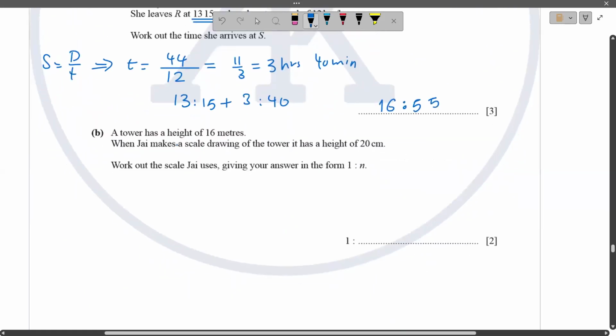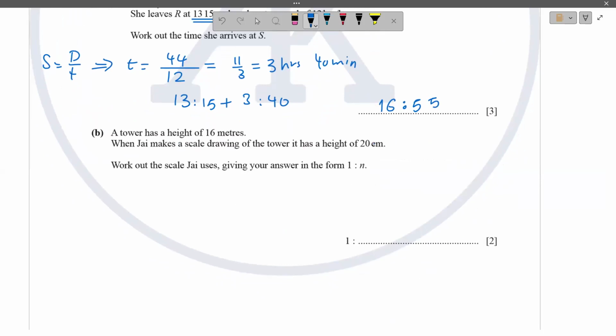A tower has a height of 16 meters. When J makes a scale drawing of the tower, the height is 20. Work out the scale in the form of 1 to n. As we have this form, we need to have the same unit. So it's given as 1 to n. And the height of the tower is 16, and it's represented as 20. So 16 meters represented as 20 centimeters.